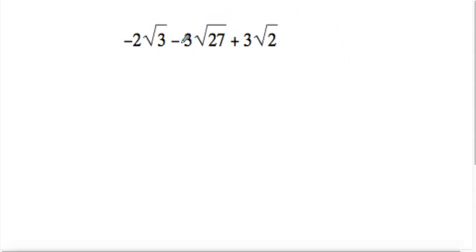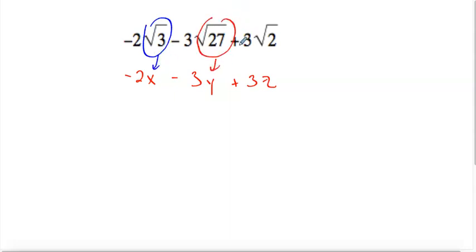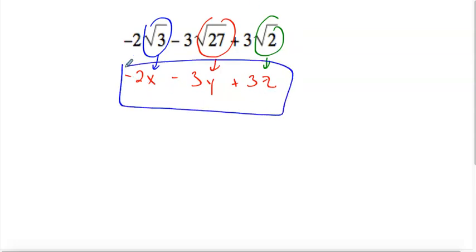So I would think about radicals as something like, imagine I wrote negative 2x minus 3y plus 3z. I say this because this radical 3 is different than this radical 27, and that's different from this radical 2. So all the radicals are different at this point. So if I have negative 2x minus 3y plus 3z, the question is, can I combine these? Are these like terms? And the answer is no. I can't do anything else, and that's as far as I can go.